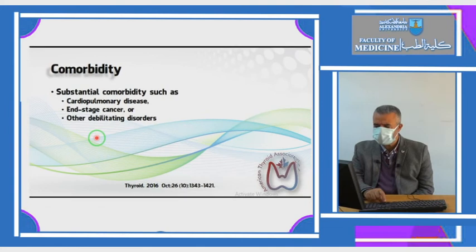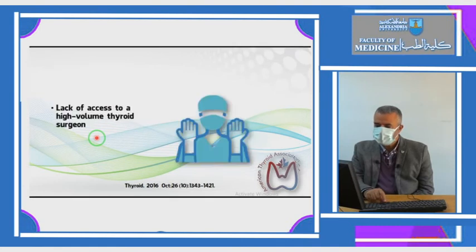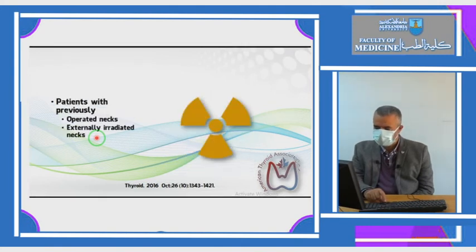Number one, having substantial comorbidity like cardiopulmonary disease, end-stage cancer, or debilitating disorders. Lack of access to a high-volume thyroid surgeon, because the complications of surgery are directly related to the experience of the surgeon. Patients who were previously operated or irradiated, because in such conditions the surgeon would find extensive fibrosis, and so most probably it will not be a successful surgery.